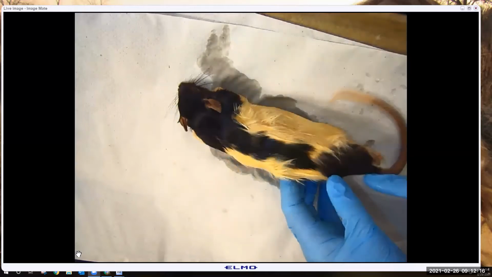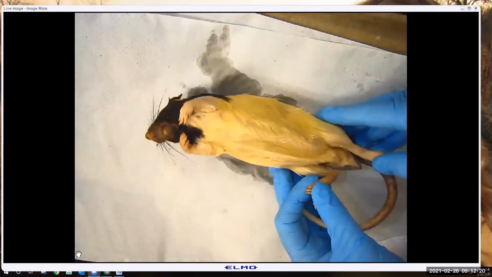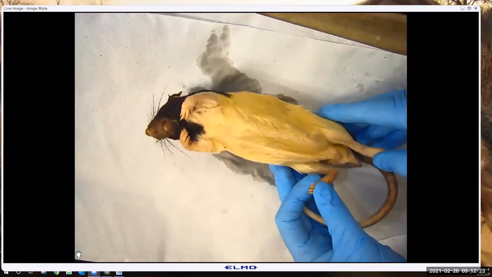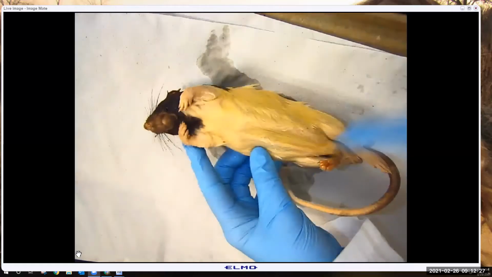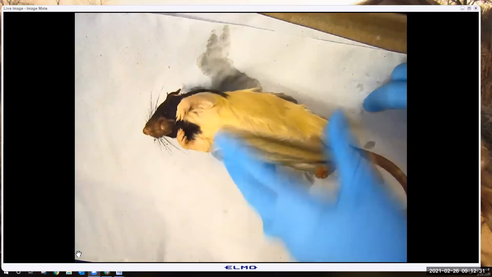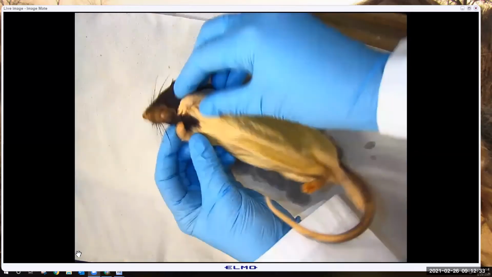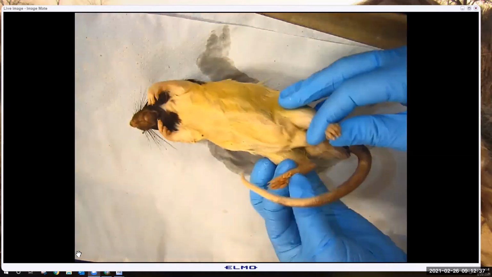Could I cut him down his middle, and would it look like a mirror image on both sides? I would say yes. Yeah, he's bilaterally symmetrical. And then limbs. 1, 2, 3, 4 limbs.